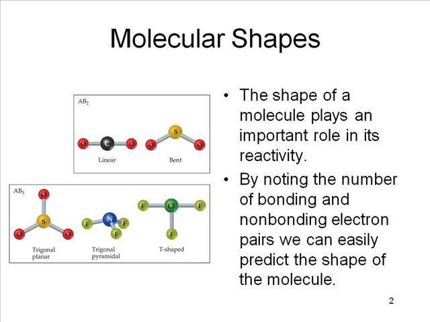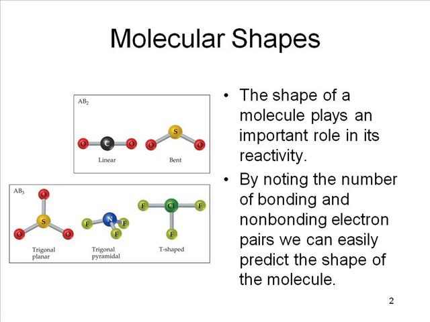Other molecules are pyramidal, trigonal pyramidal, like ammonia. And then there are T-shaped molecules, like... I can't tell what that one is. And there are other shapes.